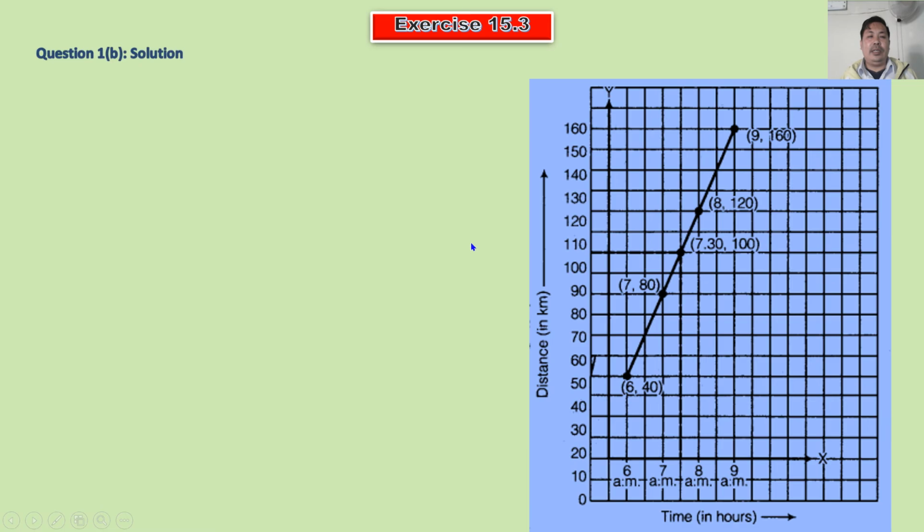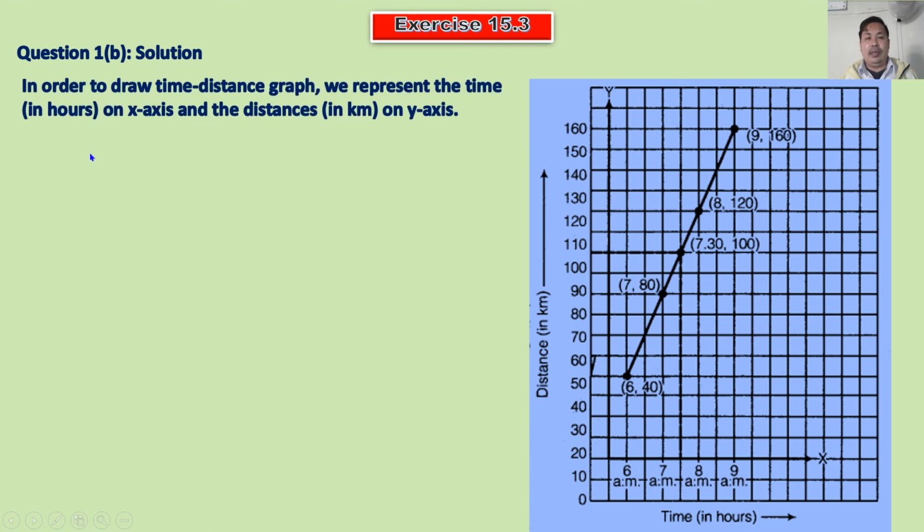Here we have the graph of the next question, Roman B. Let's see what the question is. Roman B is saying that we have to draw the time distance graph, isn't it? In order to draw the time distance graph, we represent the time on the x-axis and the distance in kilometers on the y-axis. You see from the start 10, 20, 30. Its unit represents 10 kilometers, and the highest is 160 here. So we have to take up to 160, because 160 was the largest distance covered.